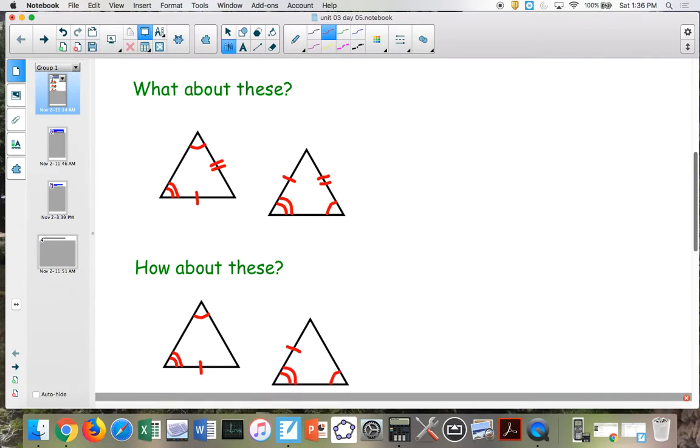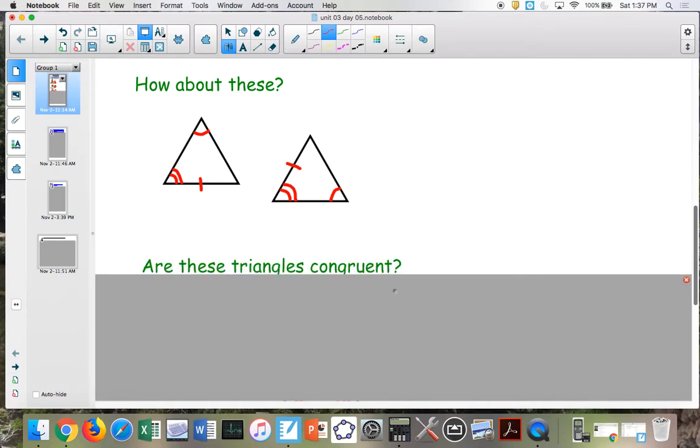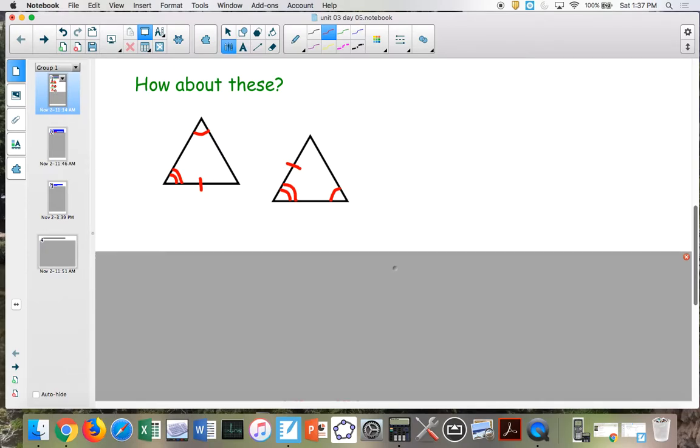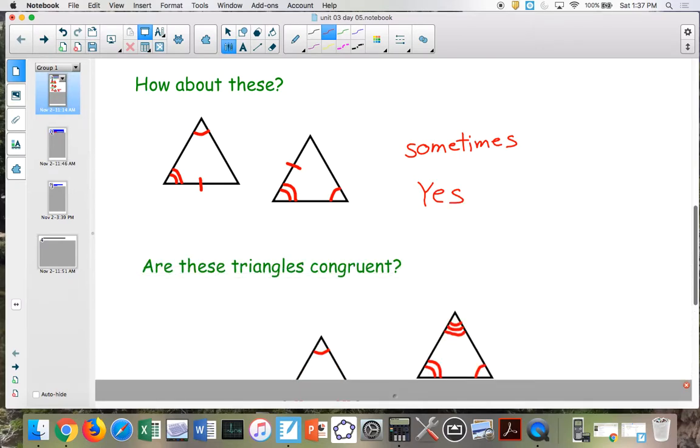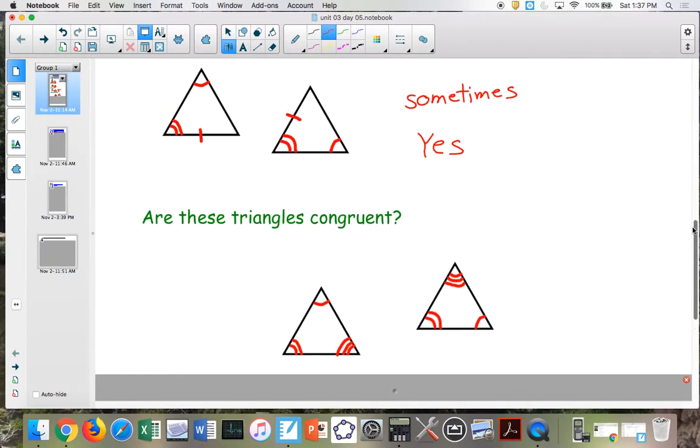What if we only had 3 things? What if I told you that we had 2 pairs of corresponding angles congruent and 1 pair of corresponding sides congruent? Do you think that's enough to guarantee these 2 triangles are congruent? The answer to this is sometimes. In this particular case, the answer is yes. But what about this case? And let me put them both up at the same time.